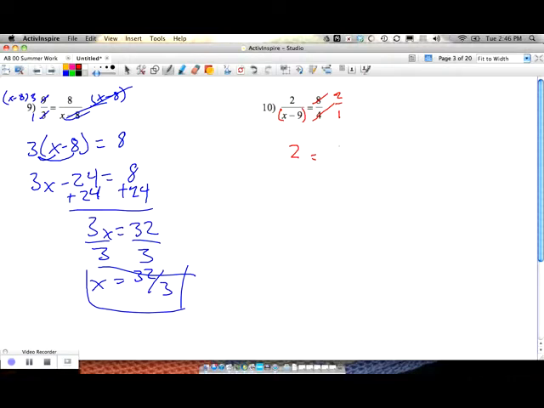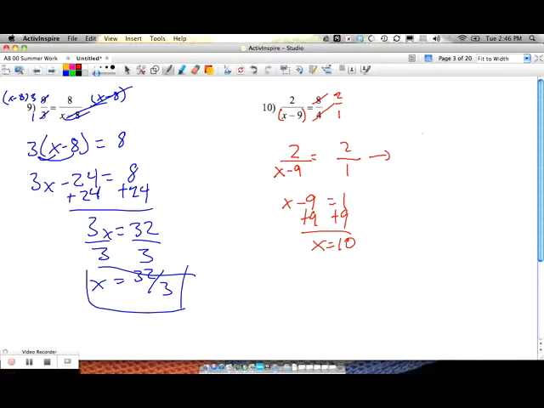Oh, now this is interesting. Here's a conceptual shortcut. I see that the tops are the same. That means the bottoms are going to be the same too. So that means that x minus 9 has to equal 1. Therefore, when I add 9, I get x equals 10.